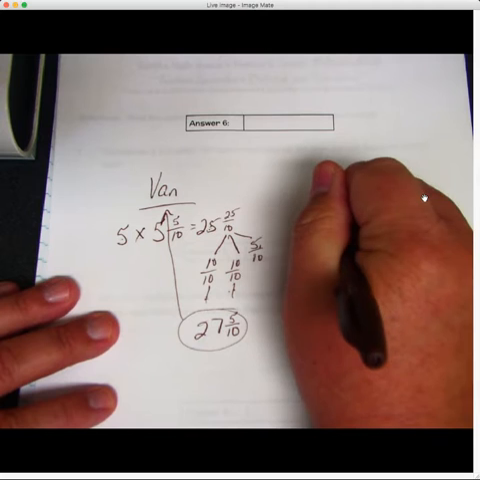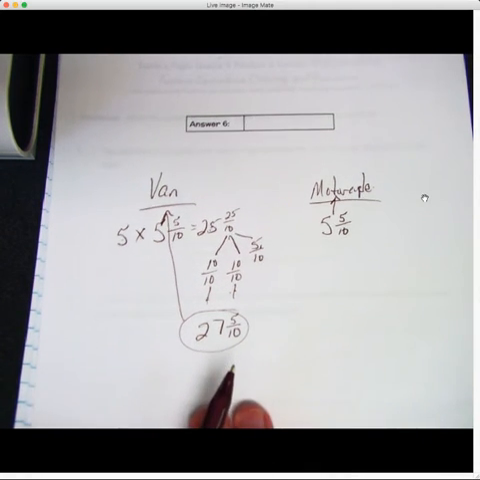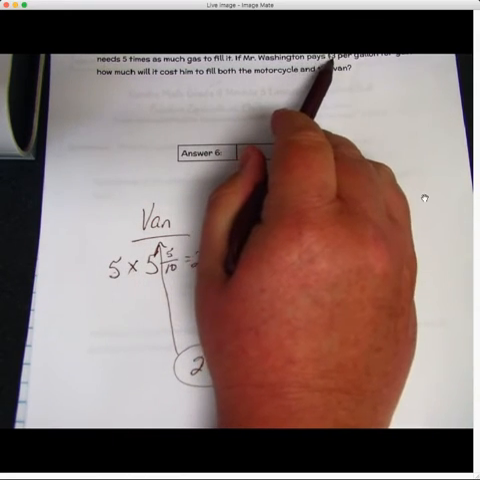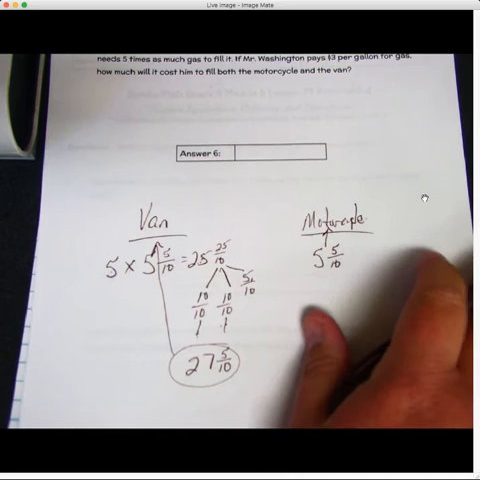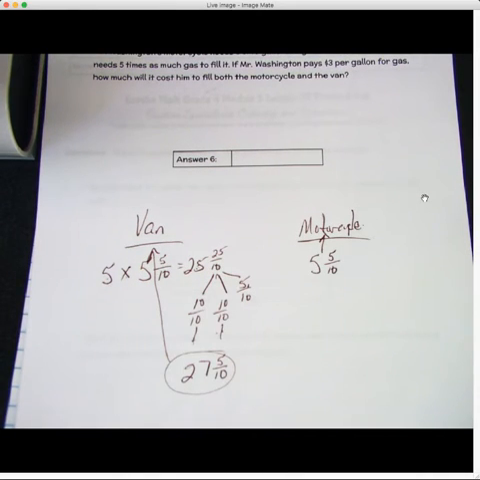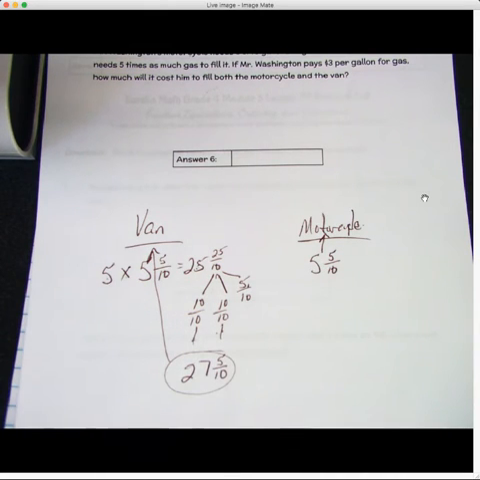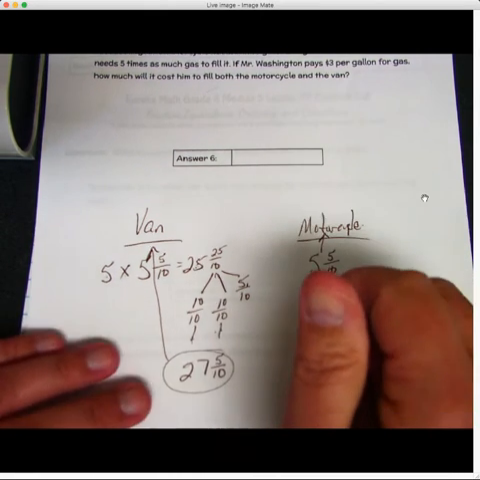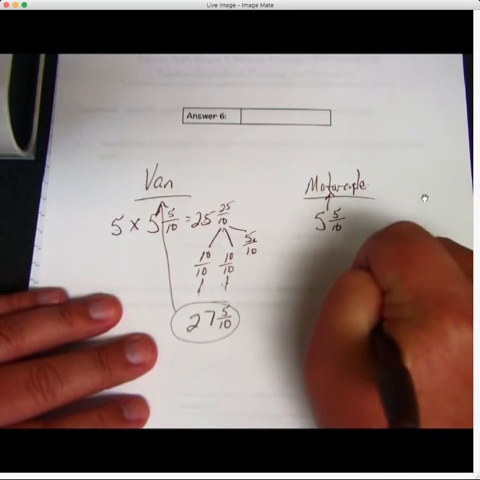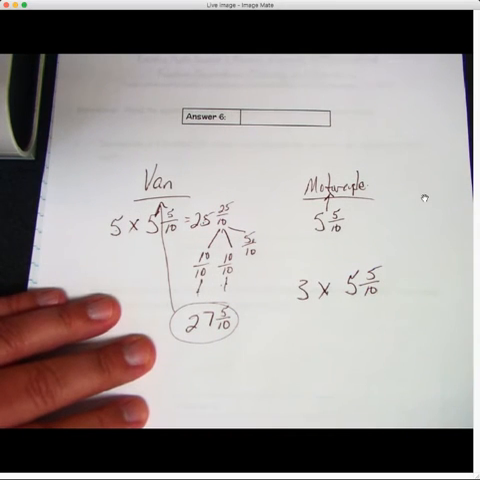The motorcycle holds 5 5/10. But that's not what the question is asking us. The question is asking us, if Mr. Washington pays $3 per gallon for gas, how much will it cost him to fill both the motorcycle and the van? Well, we've got to take the number of gallons they each hold and multiply that times $3. So let's do the motorcycle first. It's the easier one. 5 5/10 gallons times $3 per gallon.